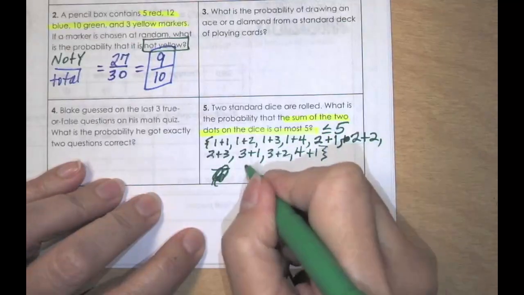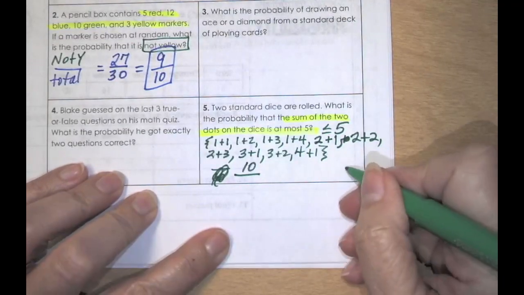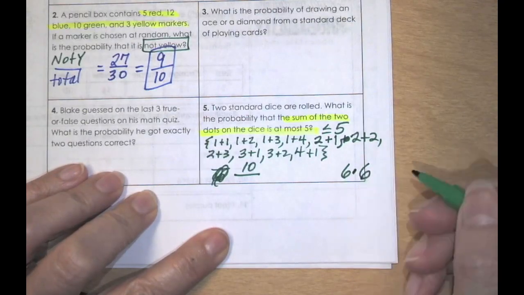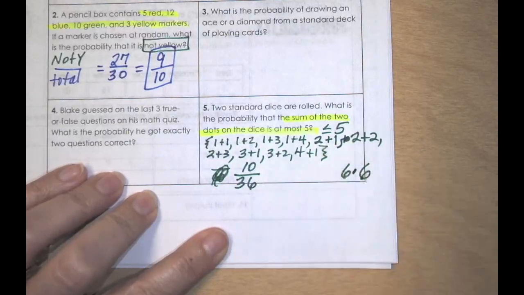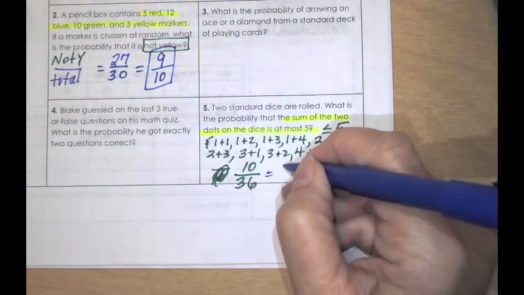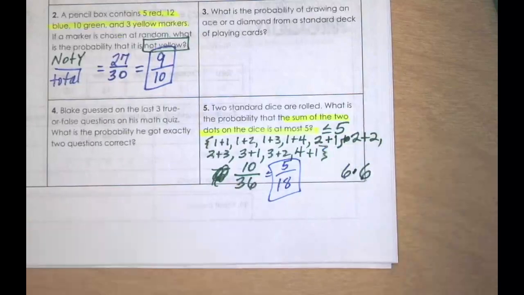Oh, whoops, I put it on the bottom. 10 out of, how many total are there? 6 choices on the first die, 6 choices on the second die, 36. Remember, this is from counting outcomes yesterday. And then we divide both of them by 2, and we get 5/18.